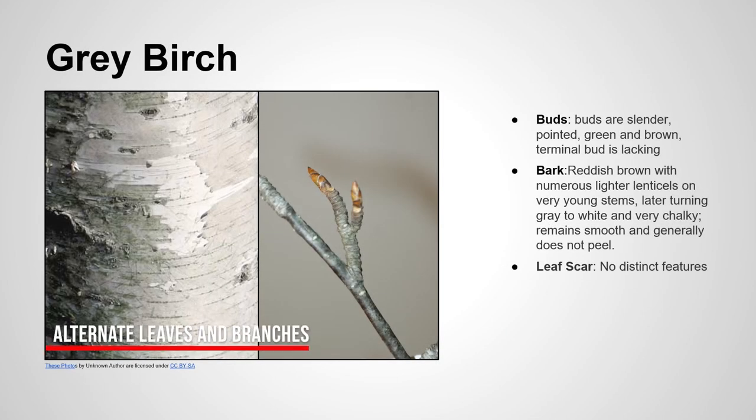Gray birch is a species that typically occupies transitional areas between wetlands and uplands. The buds are slender, pointed, and green and brown colors. When young, the bark is reddish-brown with white lenticels, but eventually turns almost white and remains smooth, but for the large lenticels. The leaf scars are small and crescent-shaped, with 3 bundle scars each.